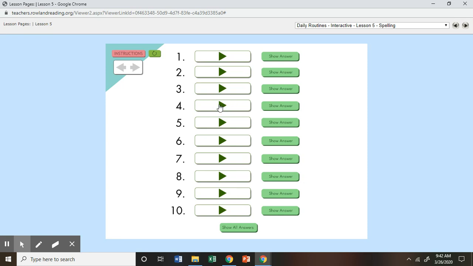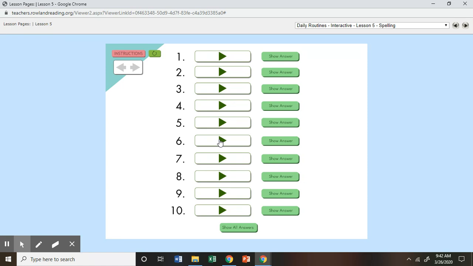Stall. The horse was in its stall in the barn. Stall. Number 5. Wall. Hang the picture on the wall. Wall. Number 6. Baseball. Let's go to a baseball game. Baseball.